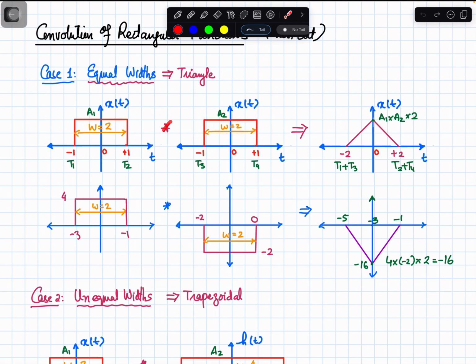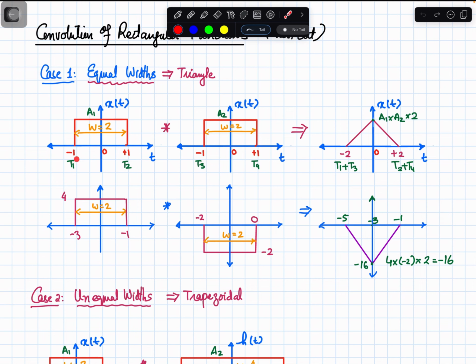So, when you will be convolving two rectangular functions of equal width, the result will always be a triangular function that is shown over here. So, now how to find out this starting point of the triangular function or the lower limit and the ending point of this triangular function, that is the upper limit, and the magnitude of this triangle, the peak value of that one. So, that can be obtained by looking at lower limit and upper limit of these two rectangular functions which are given to you.